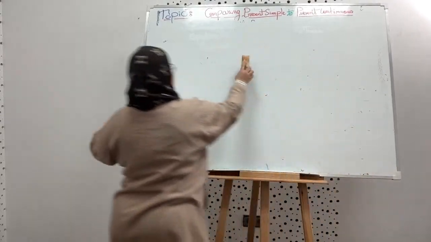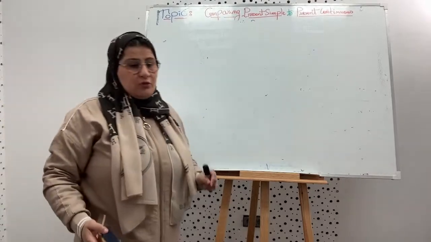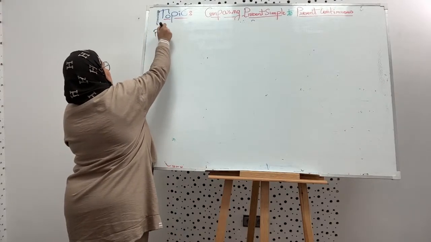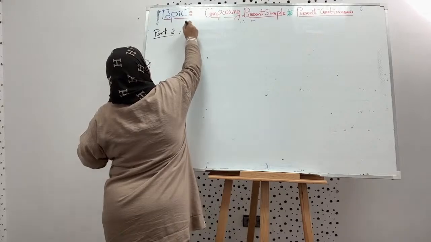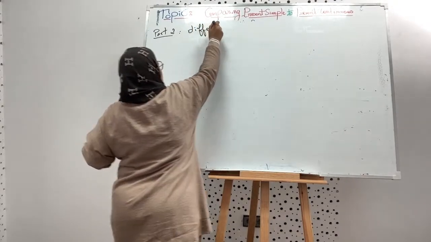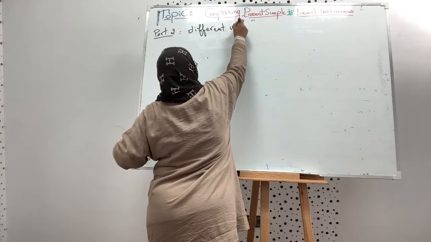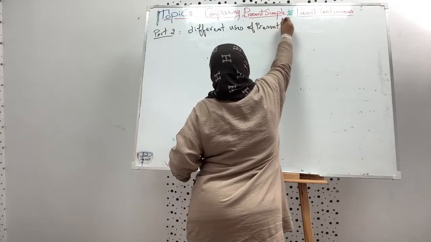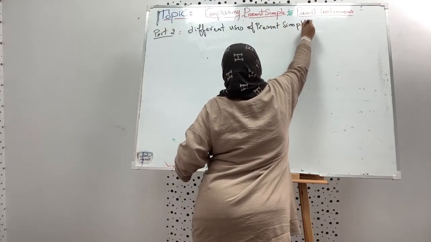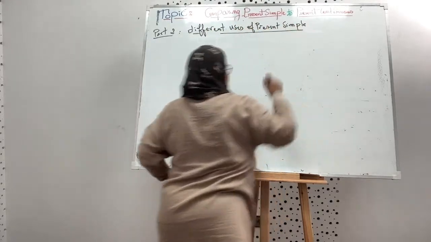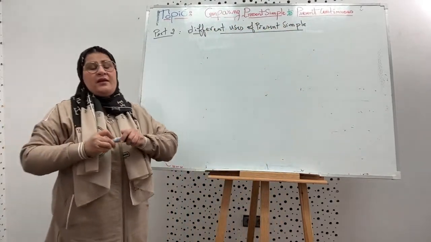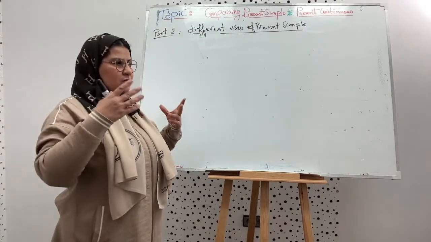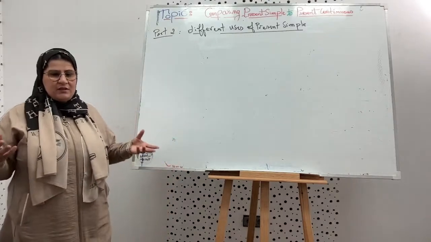Okay, now let's discuss the different uses of the present continuous. Okay, so part 2 now. Different uses of present simple. Now, the present simple has a variety of uses, and whenever we think about the convenient use, we have to use the present simple tense.